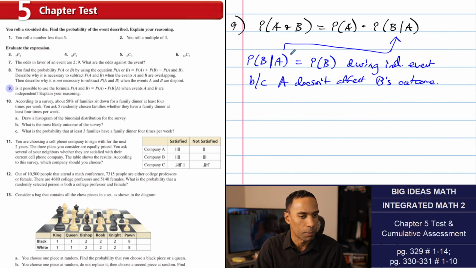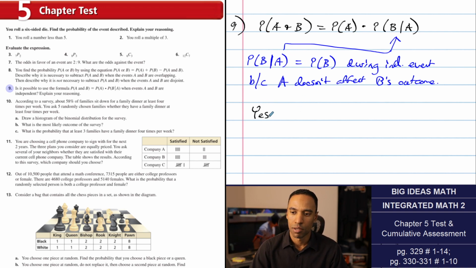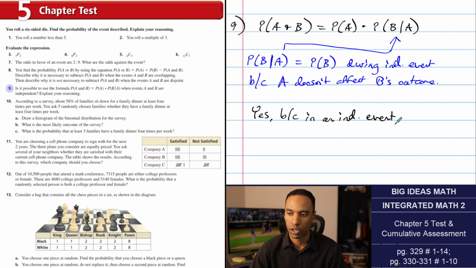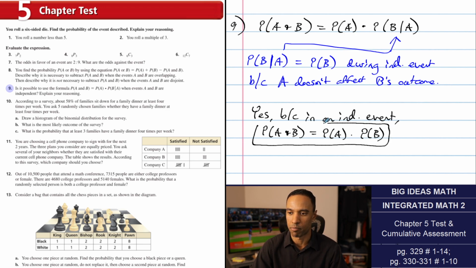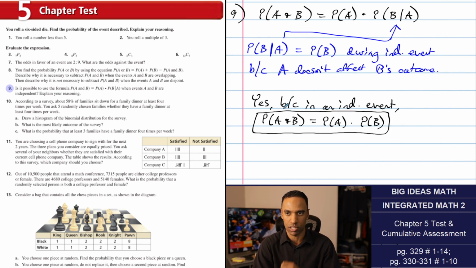So what was the question? Is it possible to use the formula? Yes, because in an independent event or trial or whatever, probability of A and B equals probability of A times probability of B. So yes, you can substitute that. Like I said, probability of B given A is also probability of B in that situation. So yes.